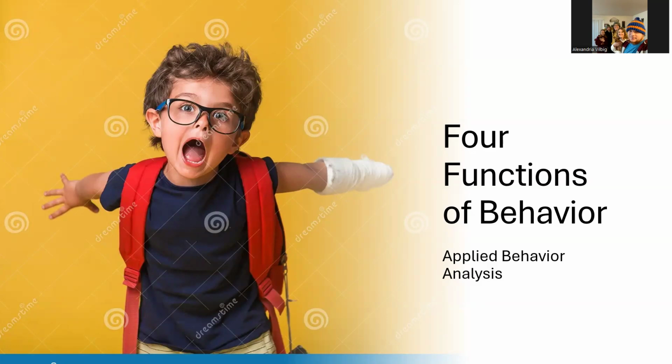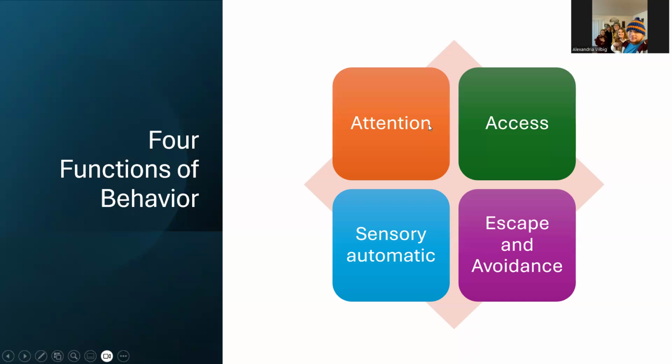We're going to talk about the four functions of behavior in applied behavior analysis and a little bit about why those are important and how they affect treatment. So to begin, there's four functions of behavior. Those include attention, access, sensory automatic, and escape and avoidance.